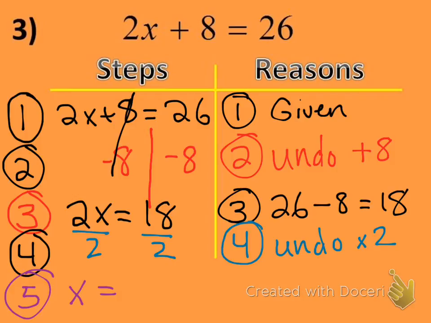What's 18 divided by 2? 9. And the reason for that one is that's just the math that I did. 18 divided by 2 equals 9.